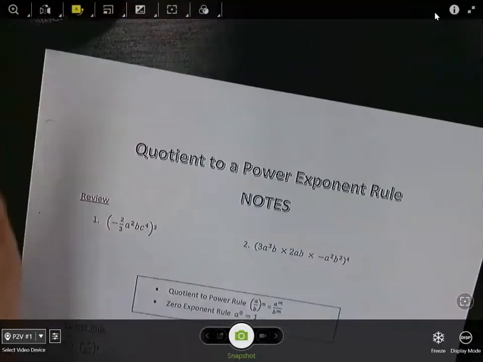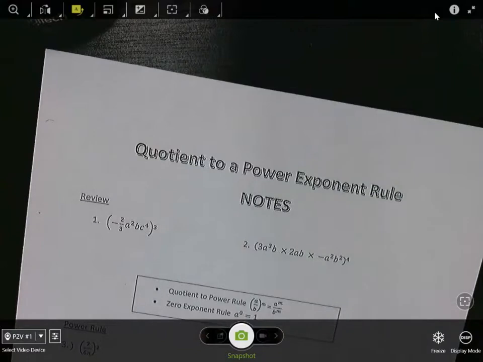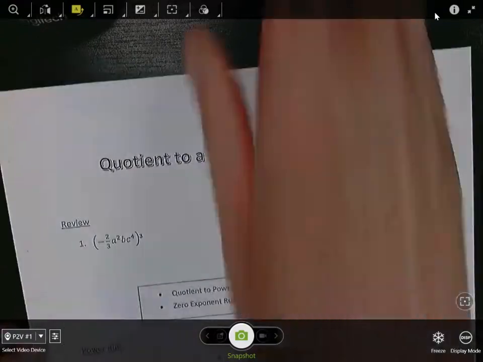Monday, you're going to have a quiz over positive exponent rules, and where you have a paper up here for your notes. Also, I collected that worksheet from yesterday if you hadn't turned it in yet.